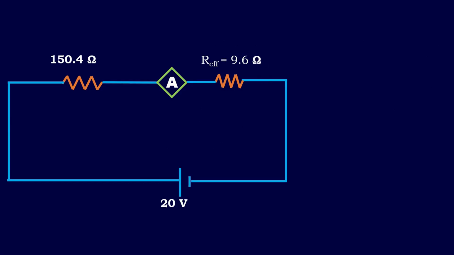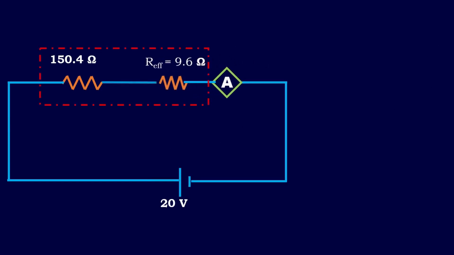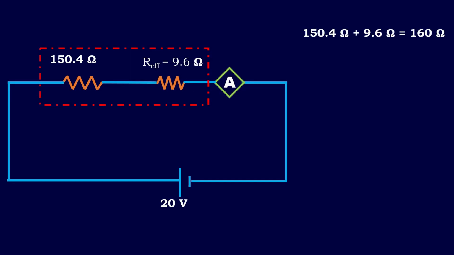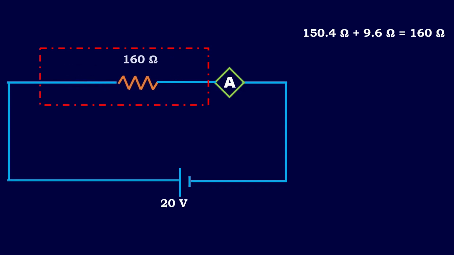Now, we simplify the circuit. After a slight rearrangement, we can see that this 9.6 ohm resistance is in series with the 150.4 ohm resistor. So the total resistance becomes 150.4 plus 9.6, which is 160 ohms. Now, the circuit is much simpler. We have a 160 ohm resistor, an ideal ammeter, and a 20-volt battery.